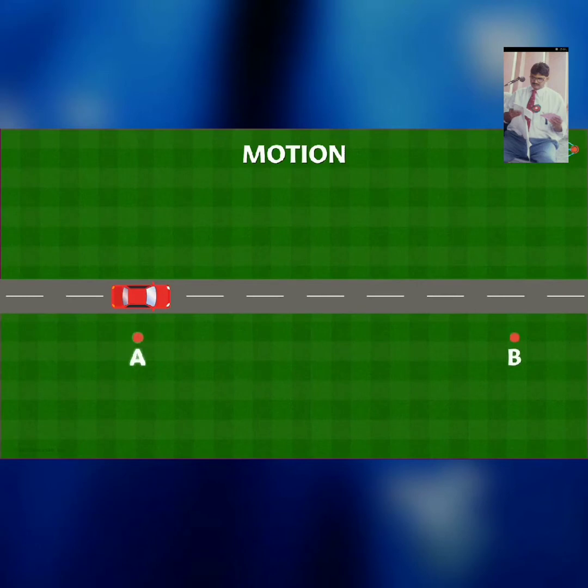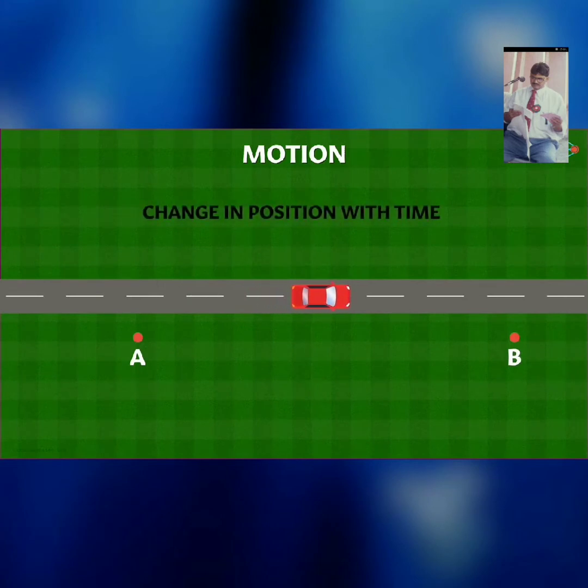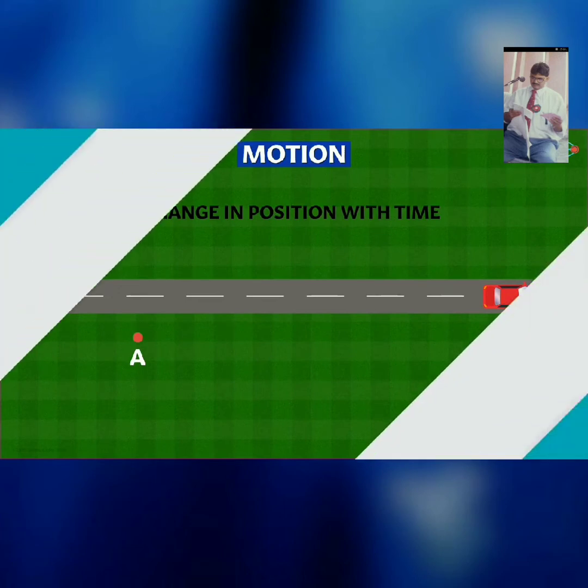Let's say this vehicle moves from point A to point B. You see that as it's moving towards B, its position in space changes with time. Initially it was here, then here, and now after some time it's here. Notice what's changing: the position of the object, and the time too, which is changing anyway. The change in position of a body with time is what we call motion in simple words. Whenever there's a change in position of a body, we say it's either undergoing motion or has undergone motion.